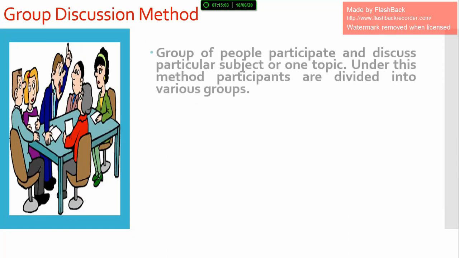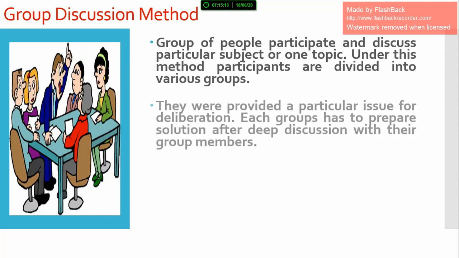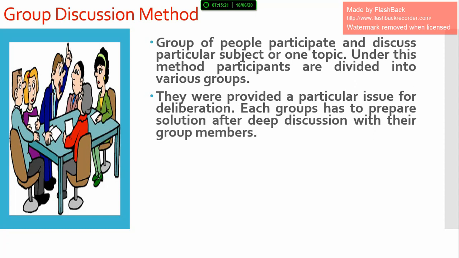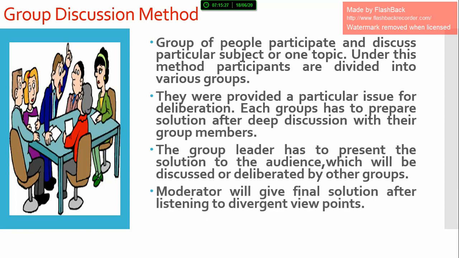And next, the group discussion method. In this method, the employees are divided into small groups, and each group selects one head. Each group discusses one topic and gives their solution through the head, and that solution is discussed with the other groups also. Finally, the moderator gives the final solution after listening to divergent viewpoints. That is the group discussion method.